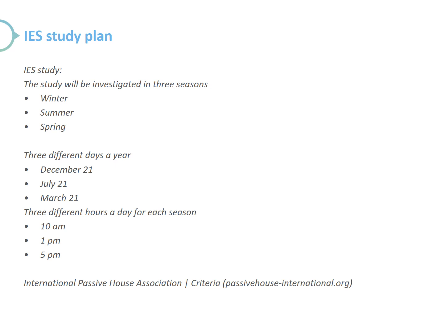So now let's talk about the IES study plan. IES is the program that we're going to use to investigate the design of the passive house. The study will be investigated in 3 seasons: winter, summer, and spring, on 3 different days of the year: December 21, July 21, and March 21, and at 3 different hours a day for each season: 10 a.m., 1 p.m., and 5 p.m. And we will also review all the design decisions by checking the standards from the International Passive House Association criteria.